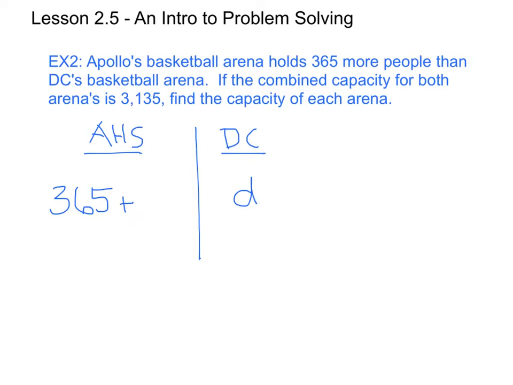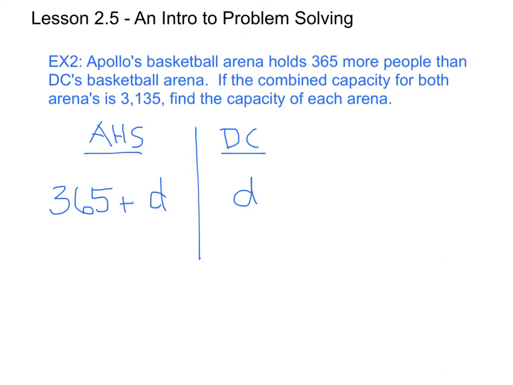Well, we don't know DC's, but we're using D as a variable. So there we go. We've determined the two things we're comparing, Apollo's and Davis County. We gave Davis County a variable of D because we didn't know it, and then we added 365 to D because ours holds more than Davis County's.